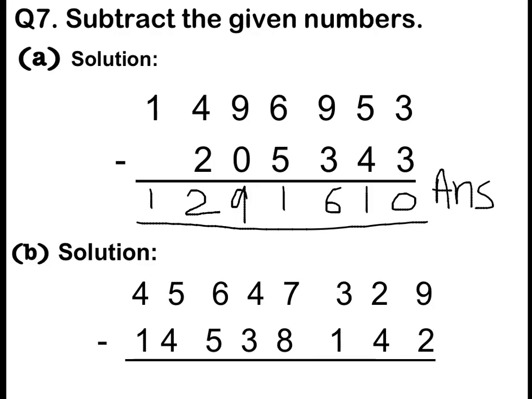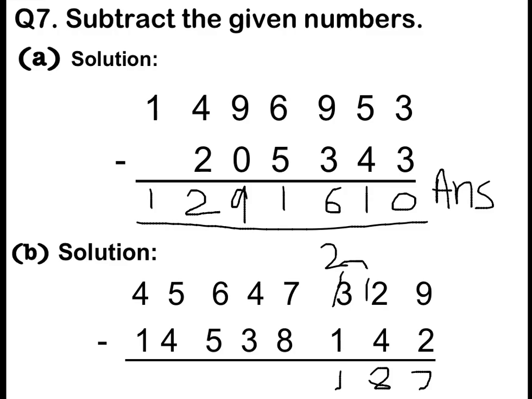Now part B. Value of part B is 45,647,329 minus 14,538,142. Now we will subtract. 9 minus 2 is equal 7. 2 minus 4. No, first we will take carry. Make 12. 12 minus 4 is equal 8. Here is 2. 2 minus 1 is equal 1.